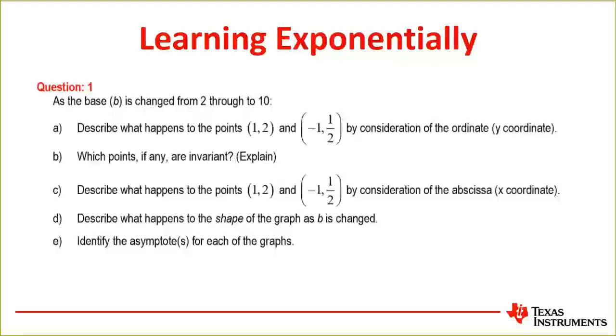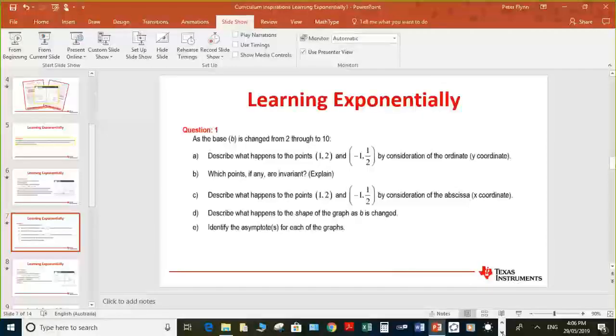Which points, if any, are invariant, which means the point remains the same despite the value of b changing. Describe what happens to those two anchor points by consideration of the x-coordinate. Describe what happens to the shape of the graph as b is changed, and identify any asymptotes for each of the graphs.